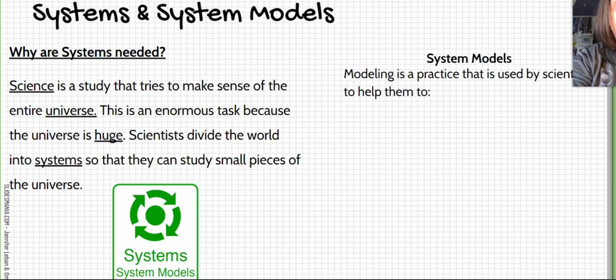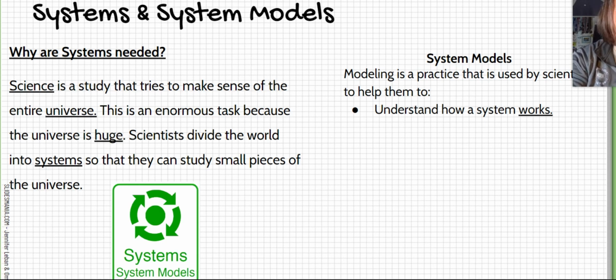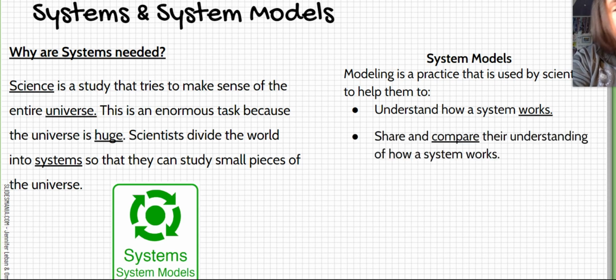So, system models. Modeling is a practice used by scientists to help them first understand how a system works. So, we use modeling thinking about an explanation of how a system works. We can then share and compare our understanding of how a system works. By using a defined model of a system, we can then share that model with other scientists and compare our thinking on how that model works.